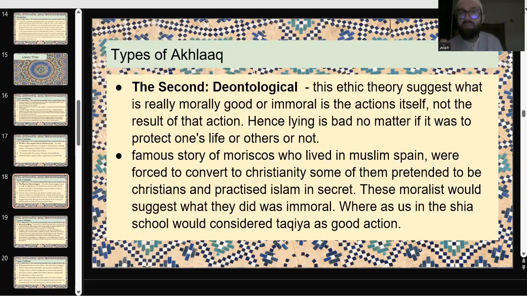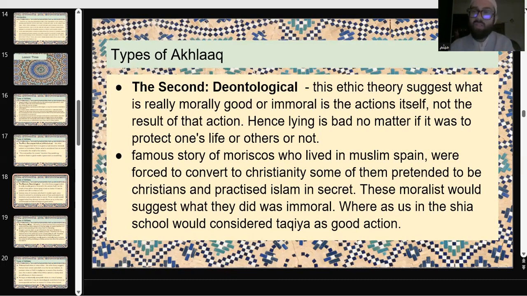So here, some of them pretended to be Christians, and they practiced Islam in secret. So they did taqiyya. These moralists of the deontological view would have suggested that what they did was immoral, according to the deontologicalists. Whereas us, the Shia school of thought, would consider this a good action. Why? It's taqiyya. If you couldn't get out any other way, and this is what you were forced to do, this is a good option.